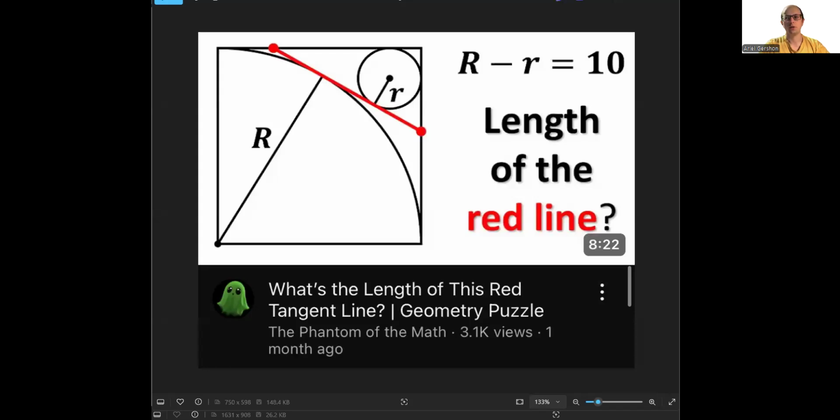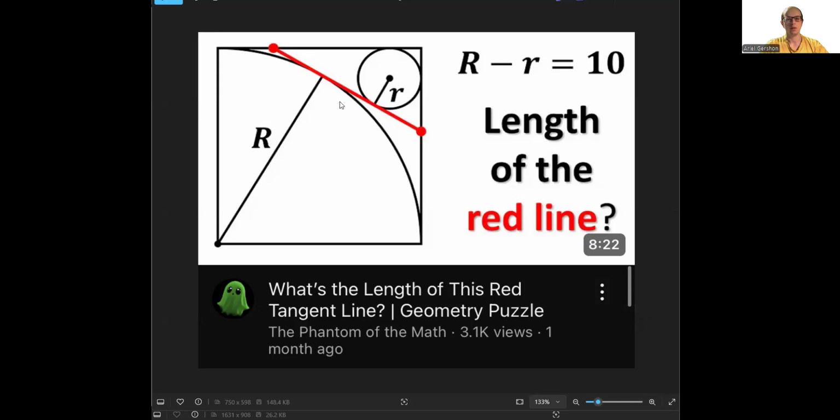So for this video, I'm going to talk about a geometry problem that I found online, and I'm going to show you how I solved it. Actually, I'm going to show two solutions, but we'll get to that. Here is the puzzle in question. I found it on a YouTube channel called The Phantom of the Math, and I got this thumbnail from their channel. I didn't actually watch their video, so any similarities between my video and the Phantom of the Math's video is completely accidental. Just a little disclaimer.